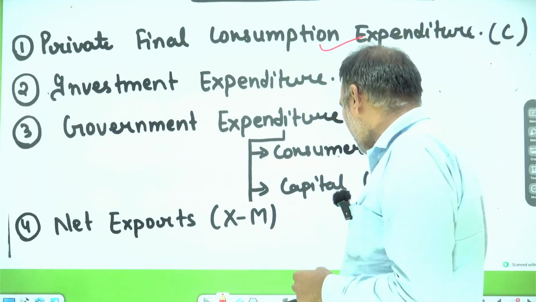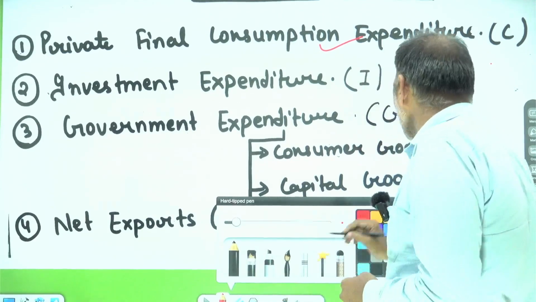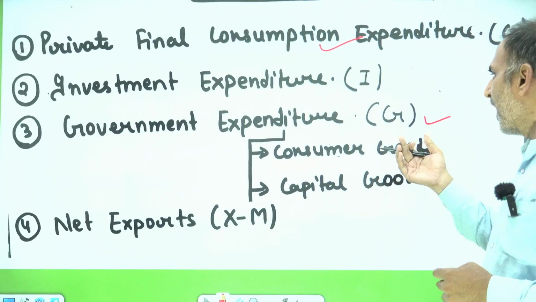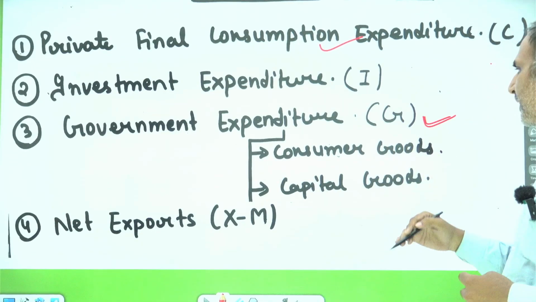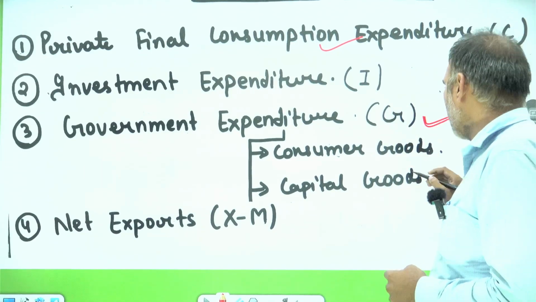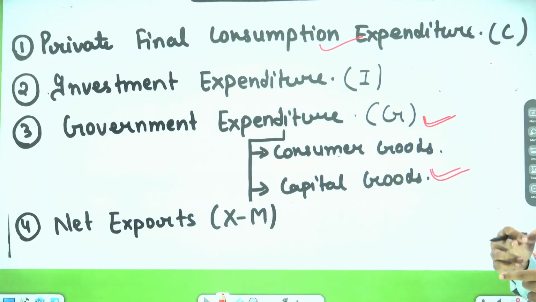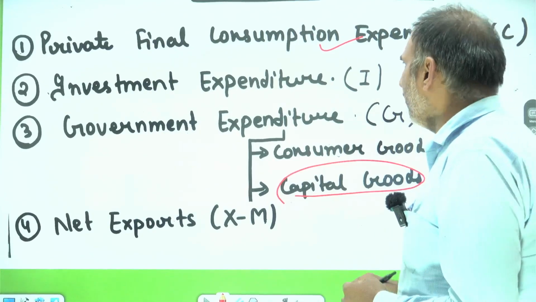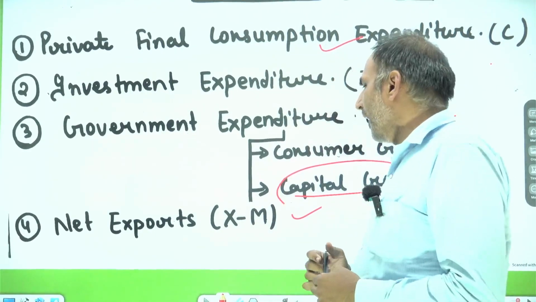Consumer goods are those goods that the government purchases for the army persons. Capital goods are those goods that the government is investing in bridges, dams, and infrastructure. This is also called capital goods. And net export is also a component of the aggregate demand.